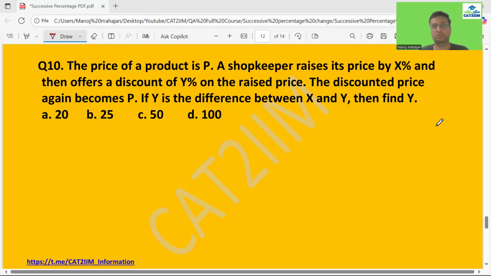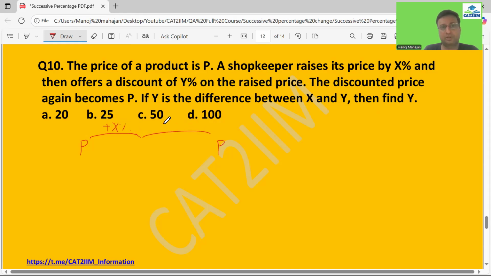So this question also is a successive percentage change example. Again, the initial price is P and the final is again P. So you have a raise of X% out here, and there is a discount of Y%. So I'm putting a negative sign over here. And remember, what is the relation between Y and X given? Y is the difference between X and Y. So what do we have for X over here? That is nothing but 2Y.